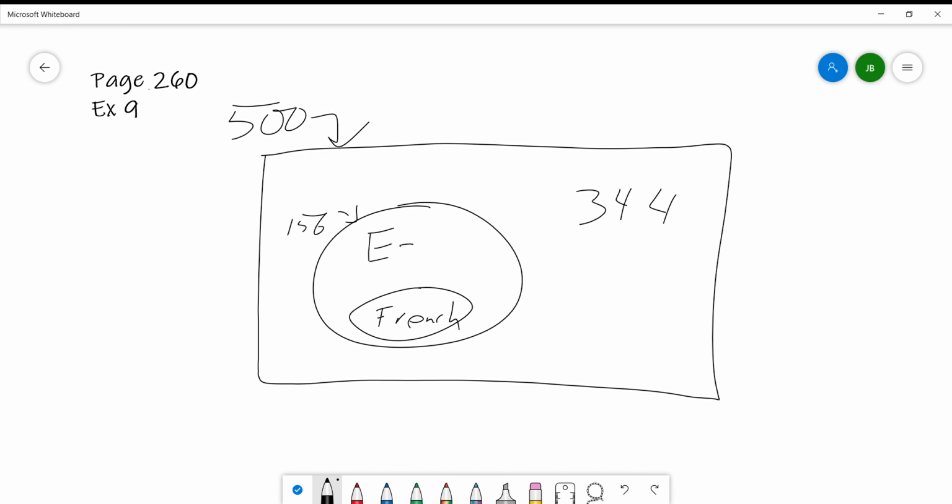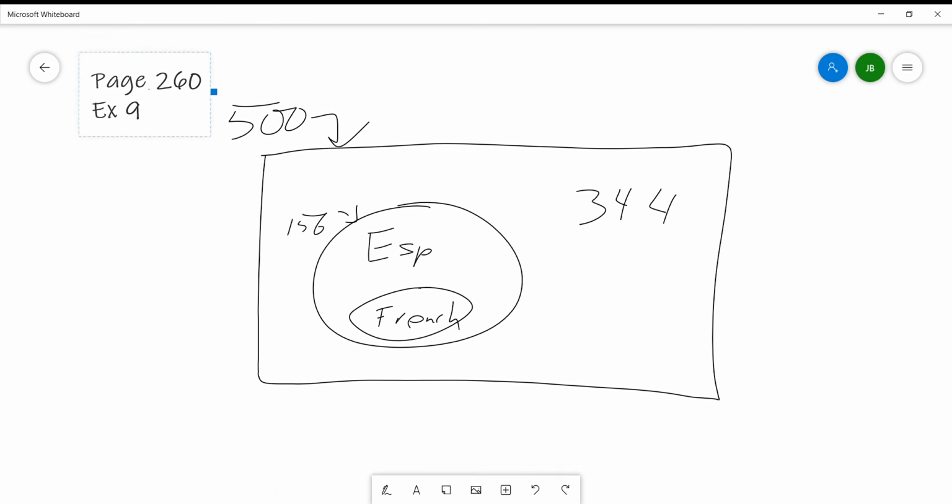Espagnol et français. Let's continue this on the next page. We were already on page 261. I'm sorry, I forgot to update my page number up here. Hopefully no one was completely lost and confused, but they know what's going on. 262. Last page, y'all.